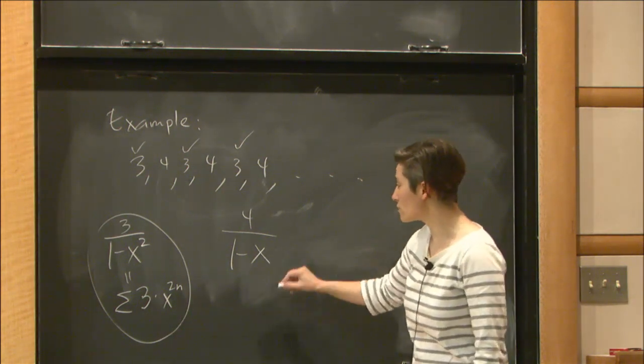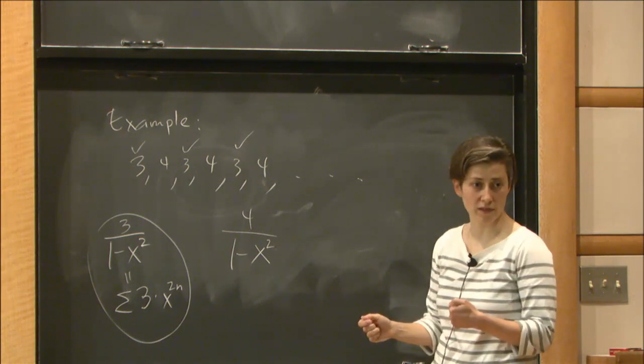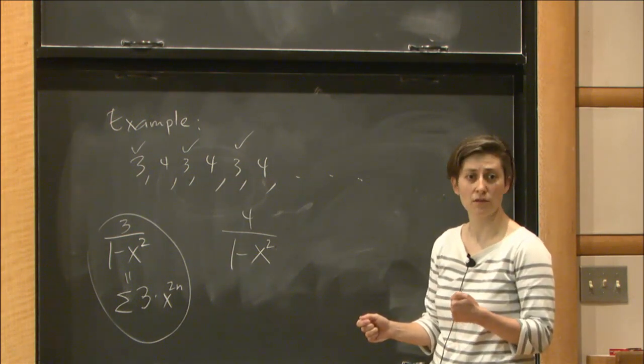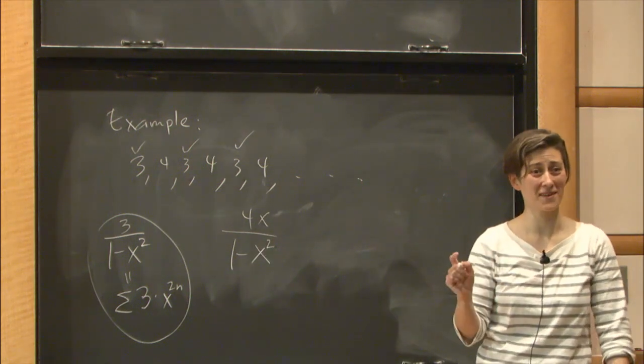Okay, now if I do the same thing here and I put in a square, this is going to give me those 4's. Now I want to shift it over a place. So what do I do to shift it? Yeah, there, it's shifted. Everybody with me?